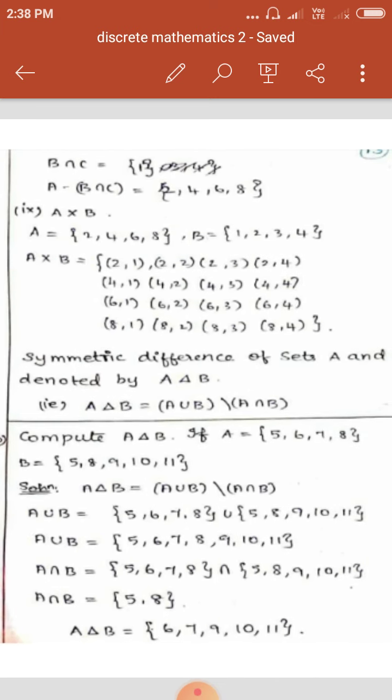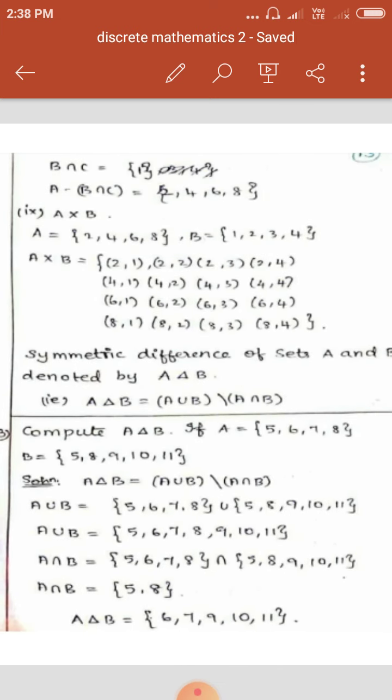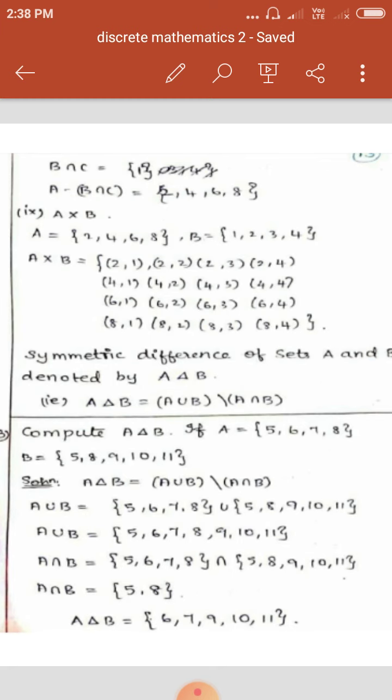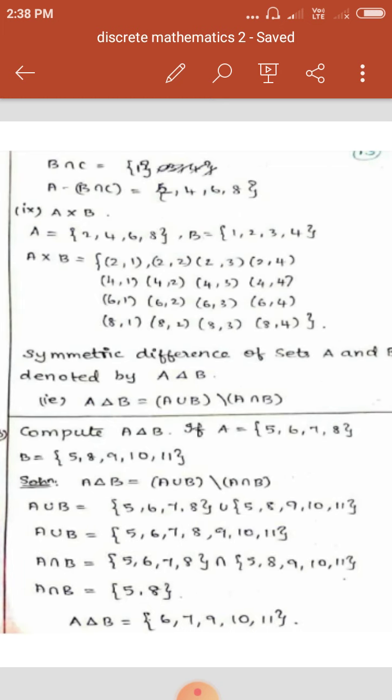Next one, A cross B. A cross B is nothing but the Cartesian product. For the sets A and B, you have to just take the cross product. That is (2,1), (2,2), (2,3), (2,4), (4,1), (4,2), (4,3), (4,4), (6,1), (6,2), (6,3), (6,4), (8,1), (8,2), (8,3), (8,4). This is A cross B.